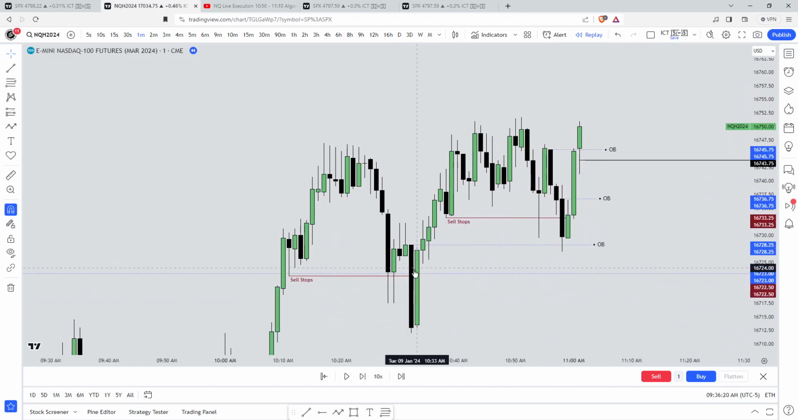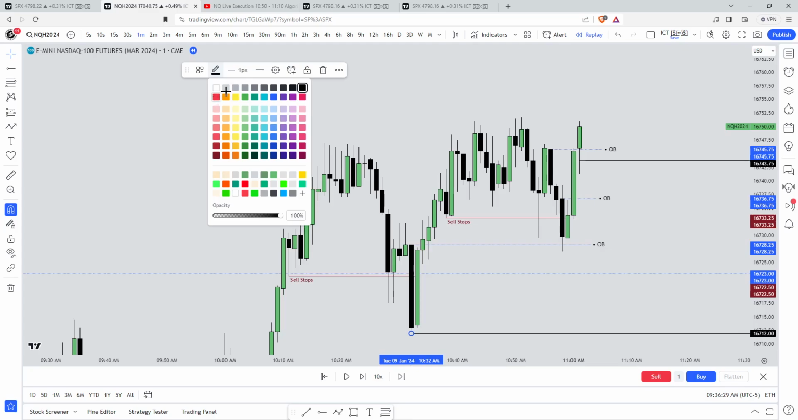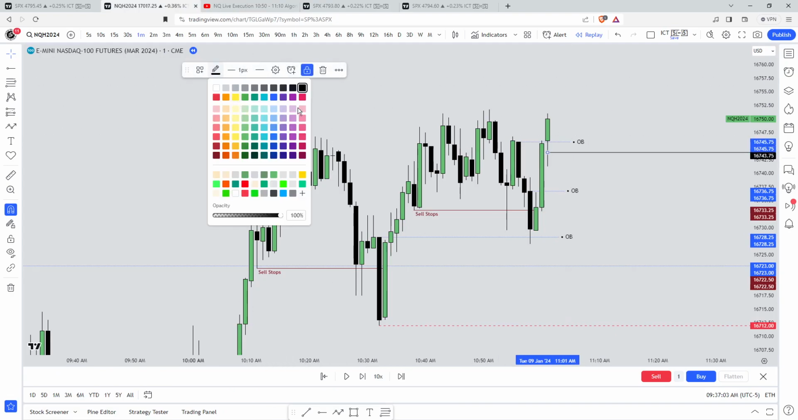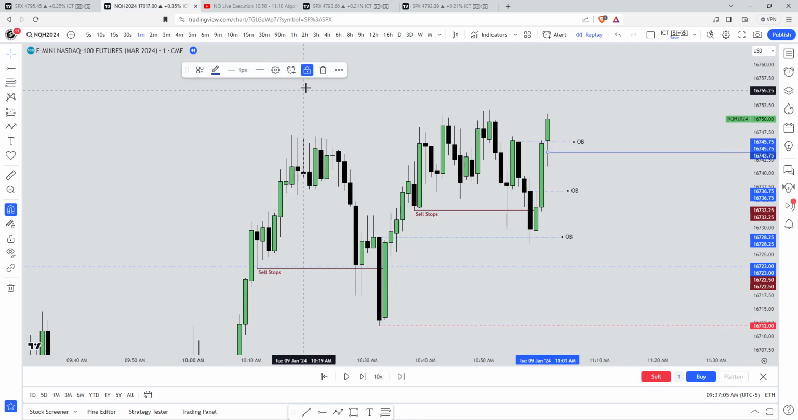Price creates a change in the state of delivery here after taking out sell side from the left side. This low is already protected. Okay, so we're not anticipating for that low to get traded to. Price returns back down. When price retests an order block and expands away from that, what can occur is a potential propulsion block. So this is where ICT enters. Let's make it just the same color. I'll make it blue as well. So this is ICT's entry.